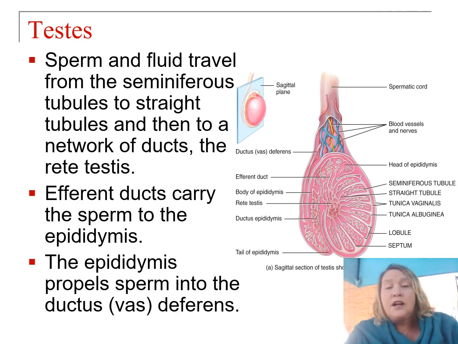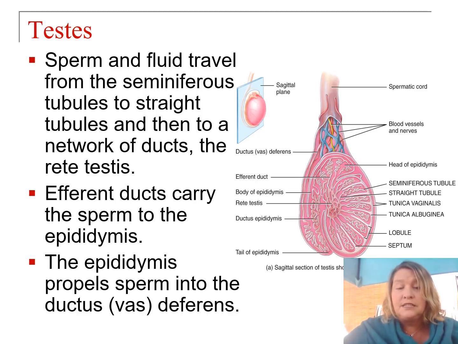Okay, a little bit more. Sperm and fluid will travel through seminiferous tubules. And so these are the ducts I was talking about. So we have sperm that's made, and we'll get into spermatogenesis and spermiogenesis in a minute. But sperm's made, fluid is also added, and they'll travel from the seminiferous tubules to the straight tubules. And then there's this whole network of ducts called the rete testis.